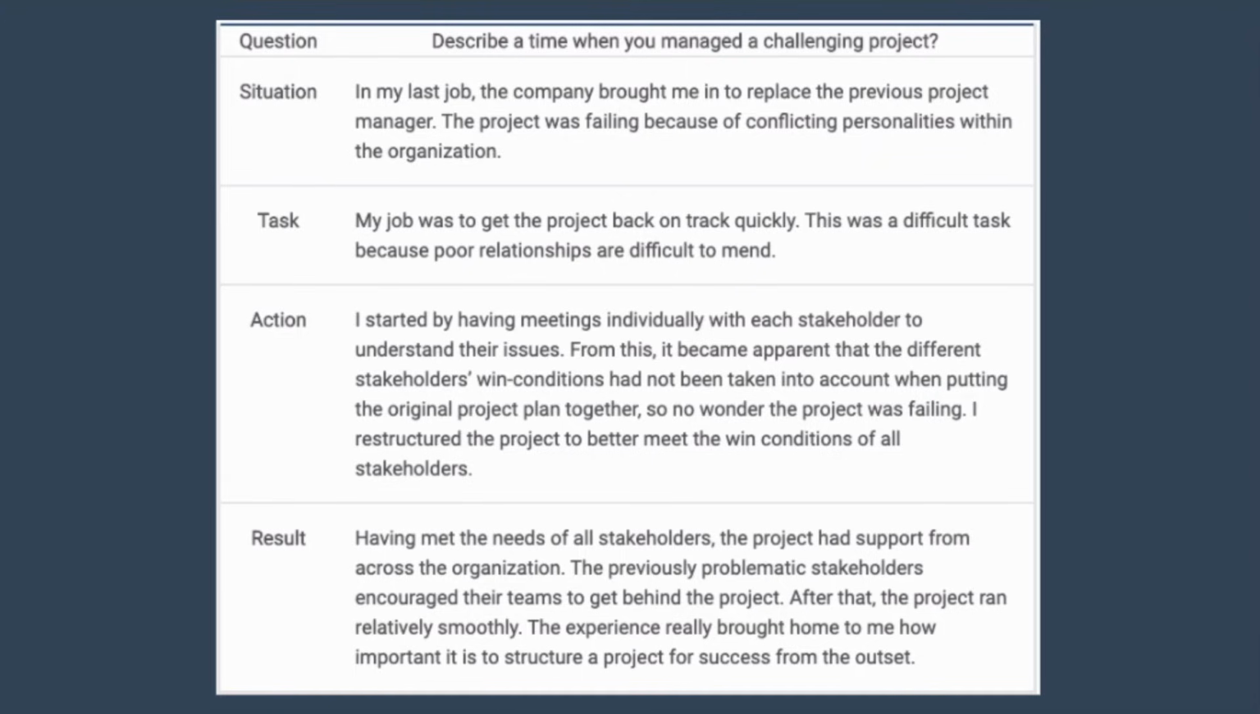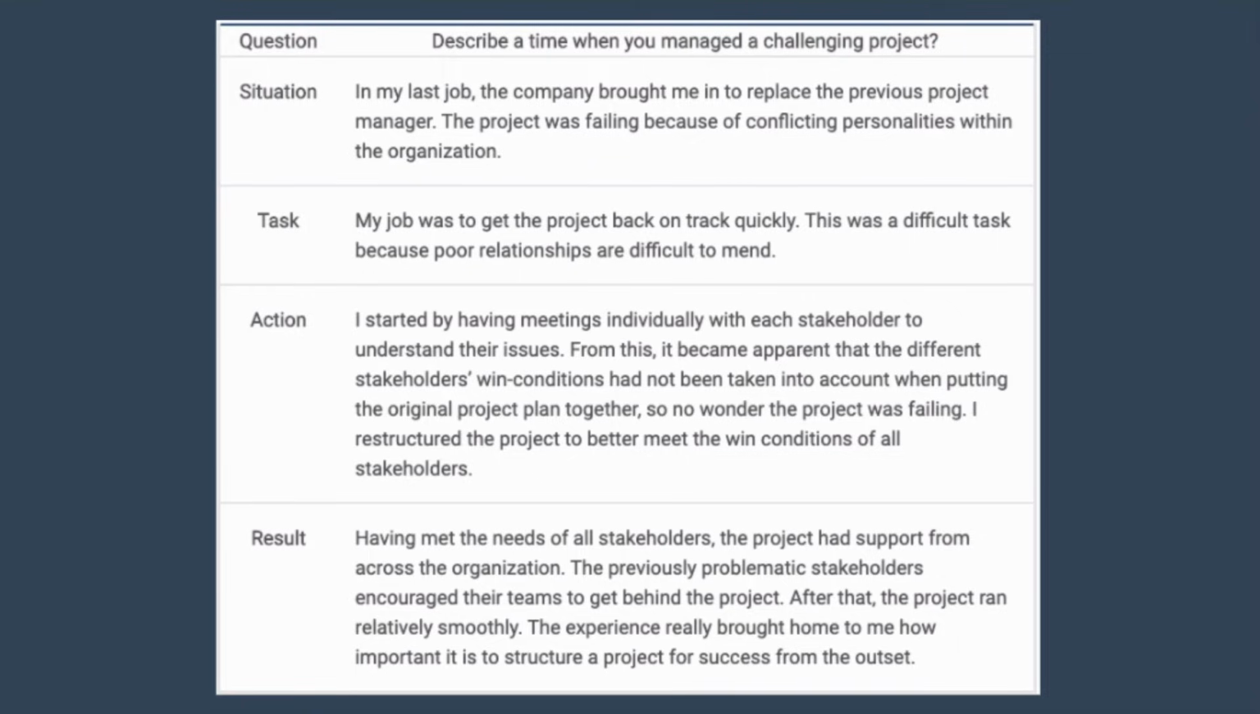So in terms of action, I started by having meetings individually with each stakeholder to understand their issues. From this, it became apparent that the different stakeholders' win conditions had not been taken into account when putting the original project plan together. So no wonder the project was failing. I restructured the project to better meet the win conditions of all stakeholders.